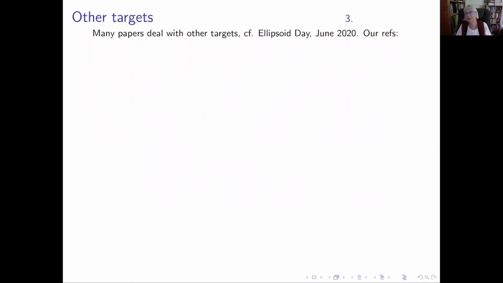So now, let's look at other targets. There are many, many questions, papers trying to explain what this function looks like when you have a different x. And there was a whole day called Ellipsoid Day devoted to that in June. So I'm really not going to say anything about that. And if you're interested, you can go back. People were talking about this very nicely. But anyway, what are our main references?